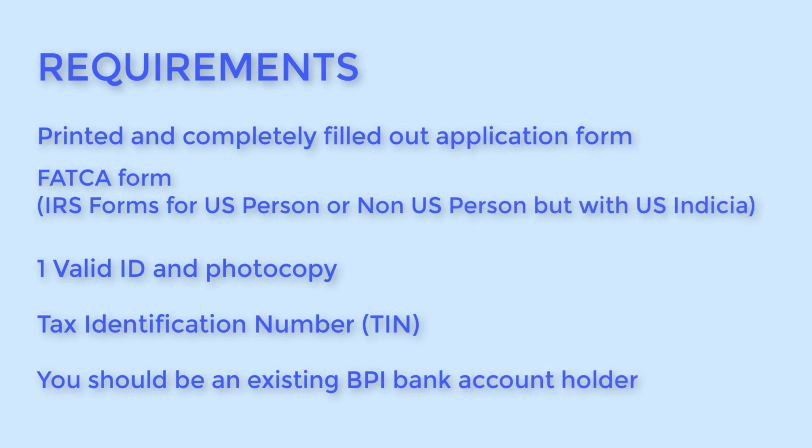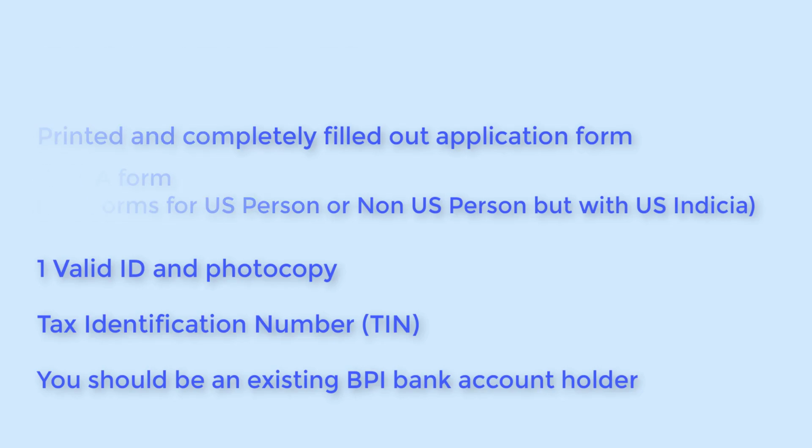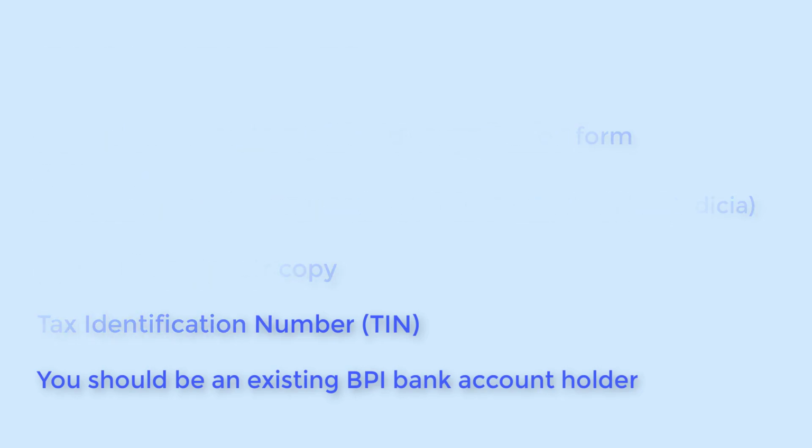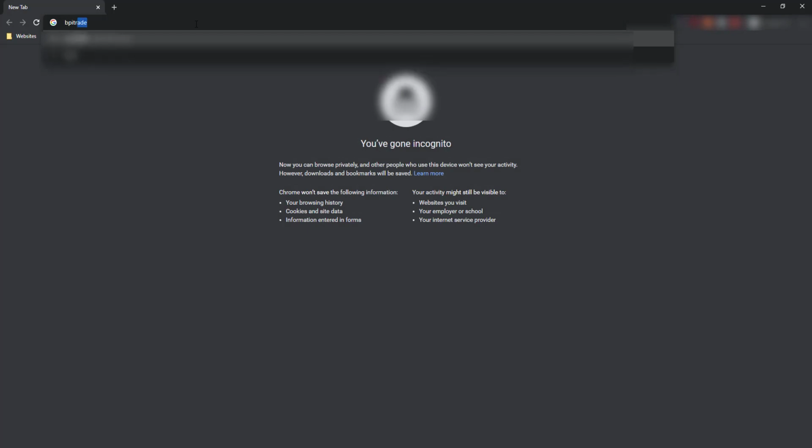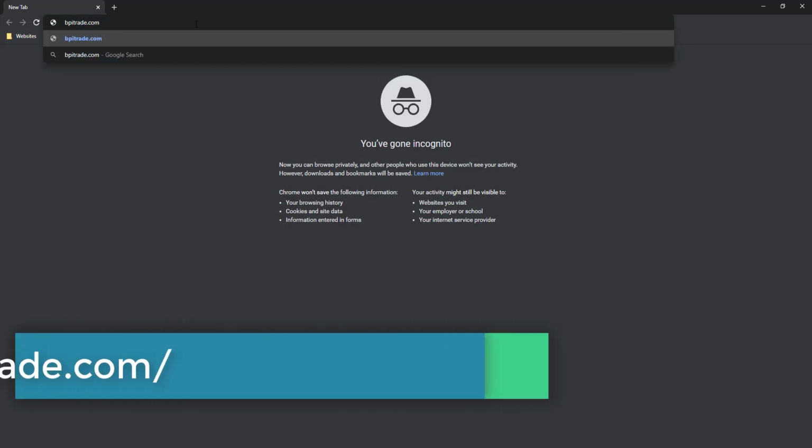Possible na hingan ka pa ng other requirements. Depende yan sa discretion ng bank officer. Pwede nilang i-ask yung source of income mo or proof ng mga remittances. Kung meron ka ng mga requirements na to, let's go ahead and start creating an account online. To create an account, go to bpitrade.com.